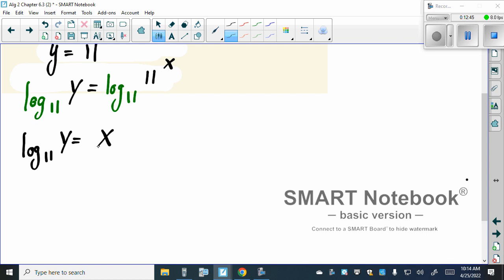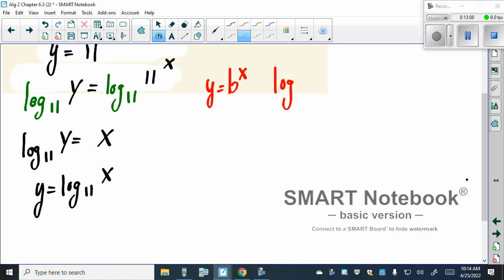But again, for the inverse, we need to flip our x and y. So we would have that y is equal to log base 11 of x. I'd also flip the sides, but we get this here, yes? Well, wait a minute. What did our general function say? y equals b to the x if and only if log base b of y is equal to x. Isn't that what we just got?